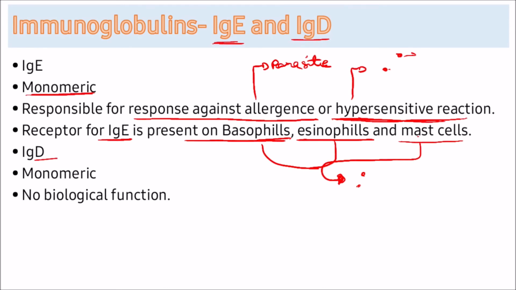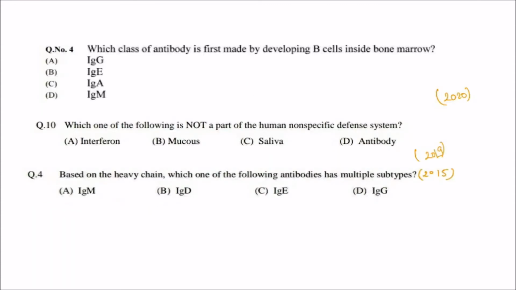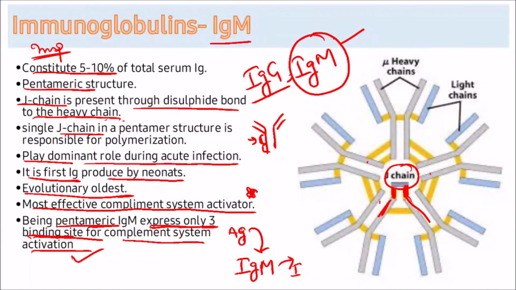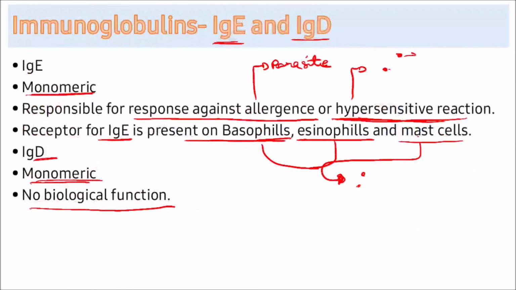So coming to our last immunoglobulin, that is IgD. It is monomeric in nature and it has no biological function. Okay, so this is all about Igs, all the immunoglobulins I have discussed. So go through it, and if you have any difficulty you can comment in the comment section.